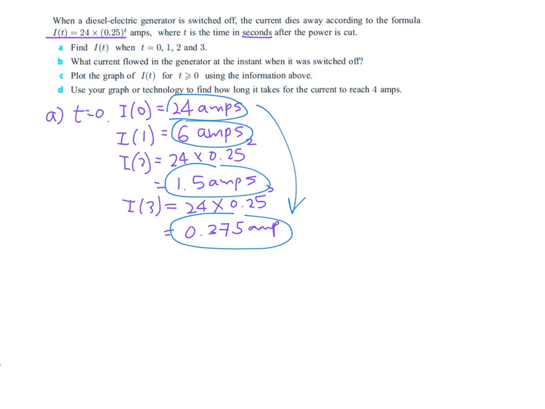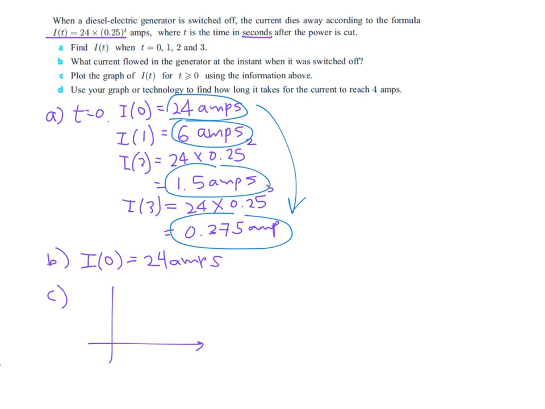So B says, find the current flow in the generator at the instant when it was switched off. When it was first switched off, the time is equal to 0. So it's asking for the initial value. What's the initial value that you started with? When time is equal to 0, that's I of 0, which we found already. It's 24 amps. C. Plot the graph of I(t) for t greater than or equal to 0 using the information above.